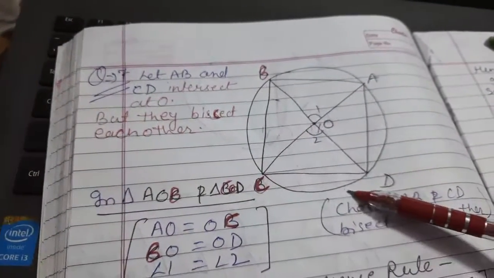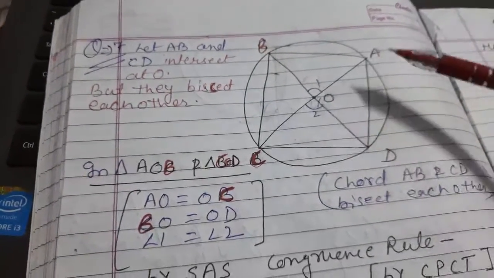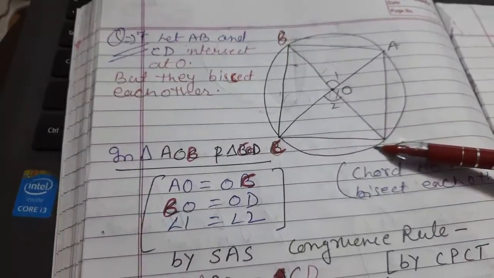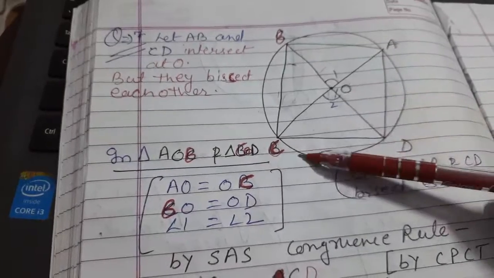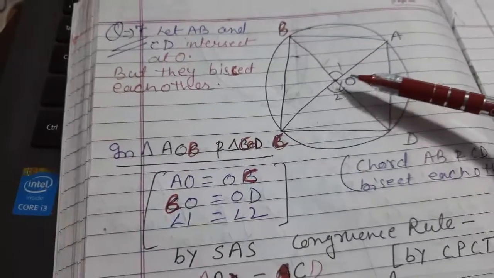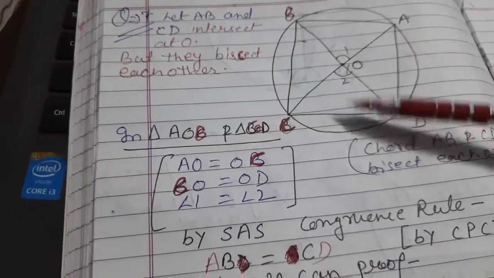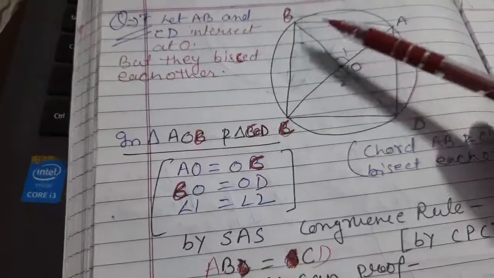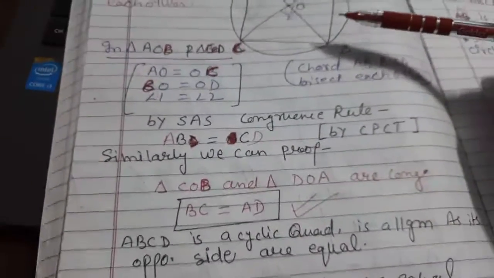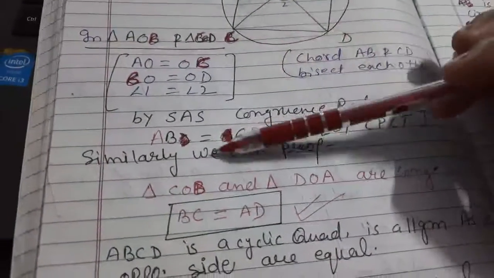AC and BD are two chords. They are bisecting each other at point O. So first I am taking the triangles AOB and COD. So AO will be equal to OC as the chords are bisecting at point O. OB is equal to OD and angle 1 is equal to angle 2 by the vertically opposite angles. So triangles AOB and COD are congruent to each other, and by CPCT we can say AB equal to CD.